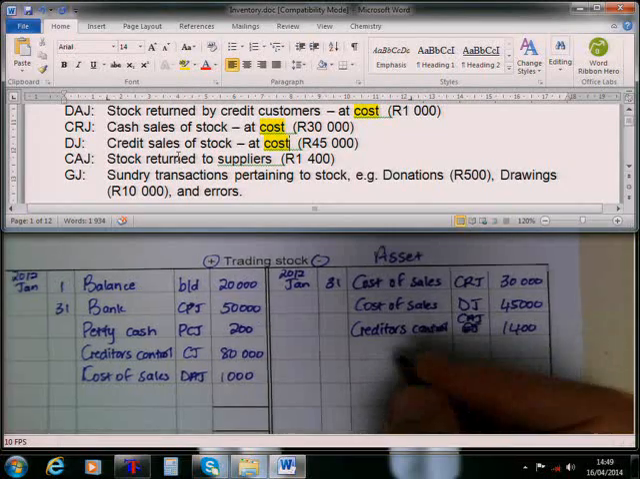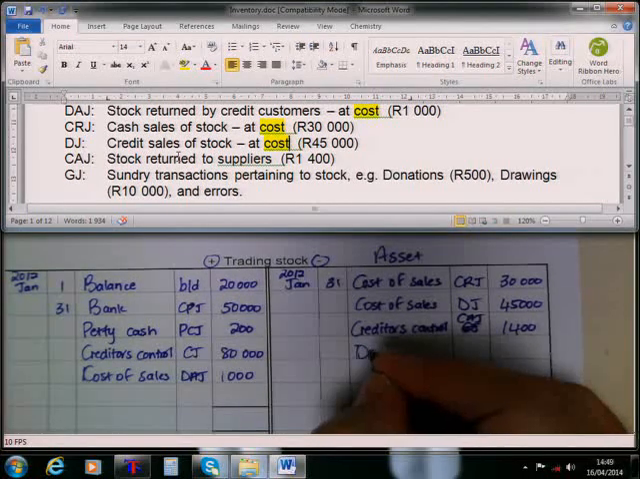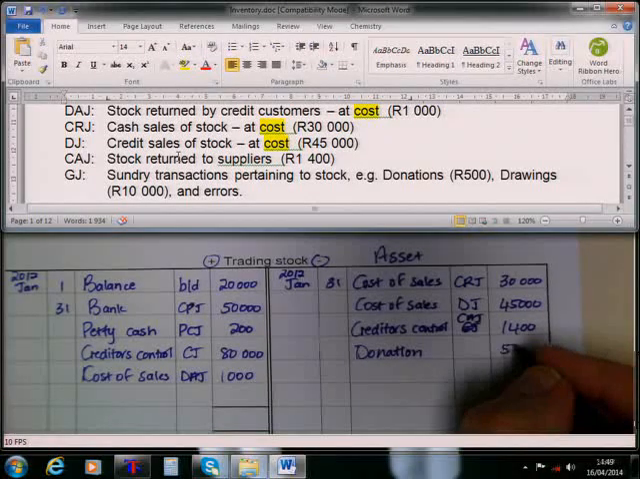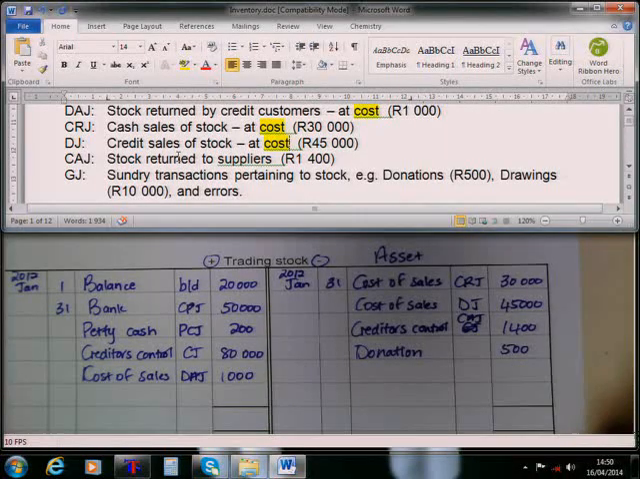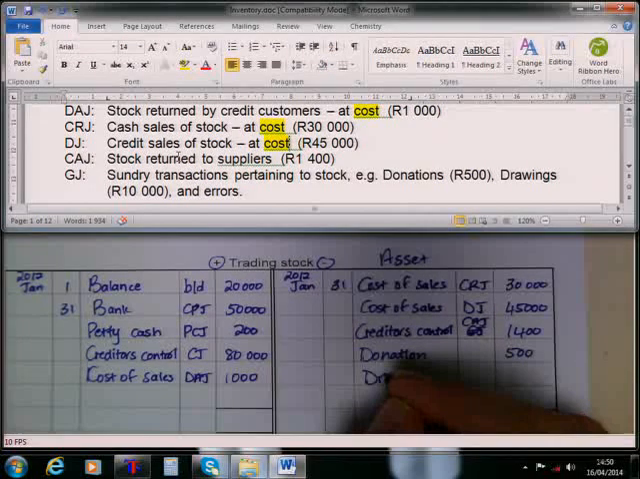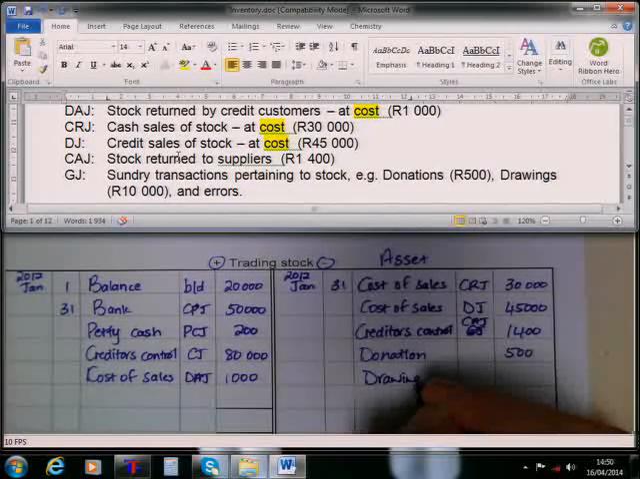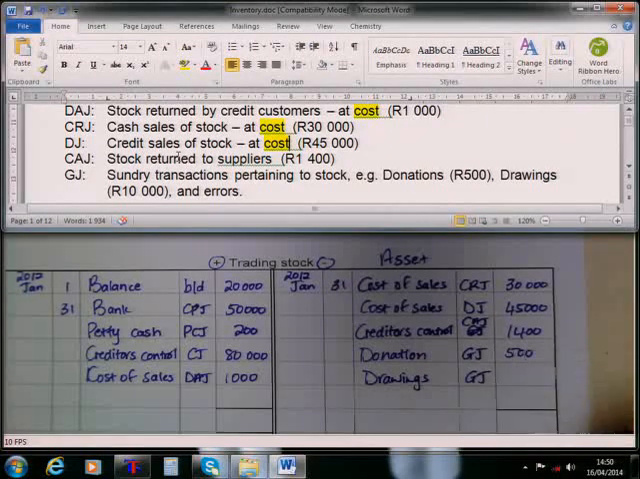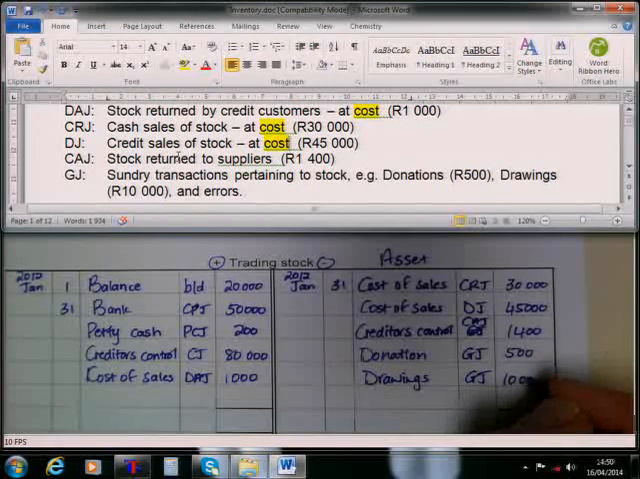Sundry transactions pertaining to stock. There was a donation there. We donated stock with a value of 500 rand. And there was also drawings. So that means that the owner withdrew stock to the value of 10,000 rand.